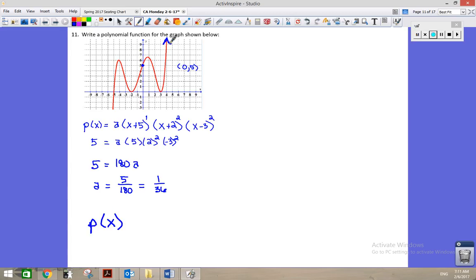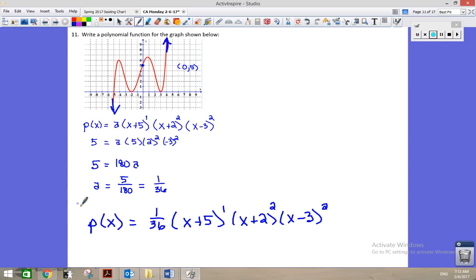We knew since it was going up to the right that it would have a positive leading coefficient. And since the other side is going in opposite directions, the degree must be odd. So if we check that, we've got 1 plus 2 plus 2, which is 5, and 5 is odd. So here's our answer for number 11.